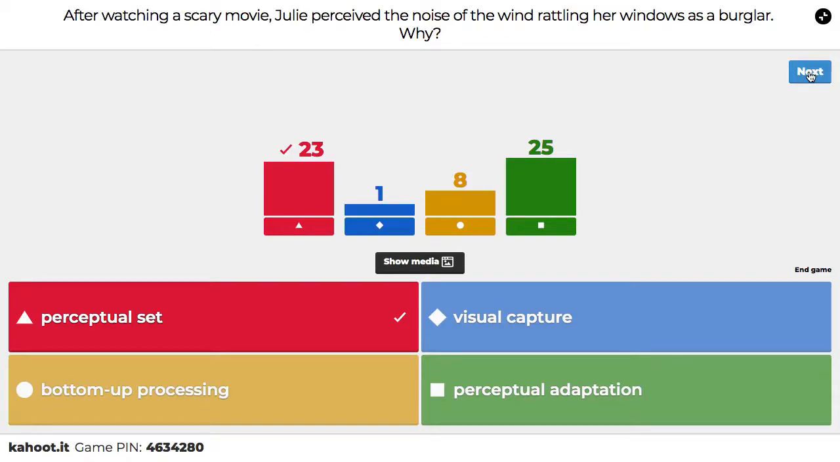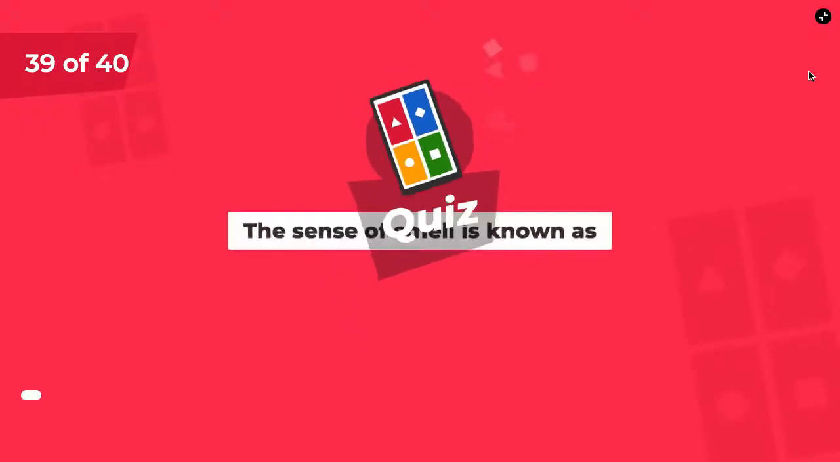Listen, if you put perceptual adaptation again, I would write that down as something to study. That was the goggles. Perceptual set is a predisposition to act a certain way or think a certain way. So if I'm watching a scary movie, it changes my predisposition for perception. Now I'm going to perceive the wind rattling as a burglar or somebody's out there because I was watching a scary movie.